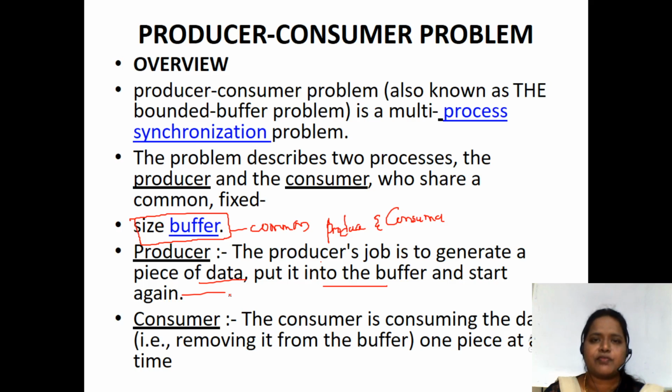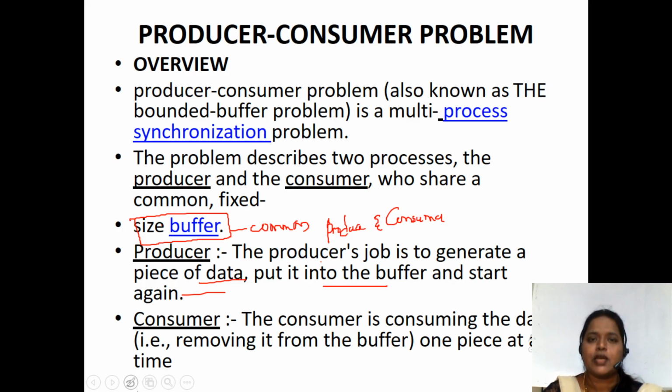Before placing onto the buffer, he has to check whether the buffer is full or not. If the buffer is full, the producer is not allowed to produce an item. So that is the main restriction imposed on the producer. The consumer is consuming the data, that is, removing the data items from the buffer that have been produced by the producer. One piece at a time, whether we talk about the producer or the consumer: the producer has to produce a single item per time and the consumer has to consume a single item per time. The producer can't produce 5-6 items at a time and the consumer can't consume 5-6 items at a time.